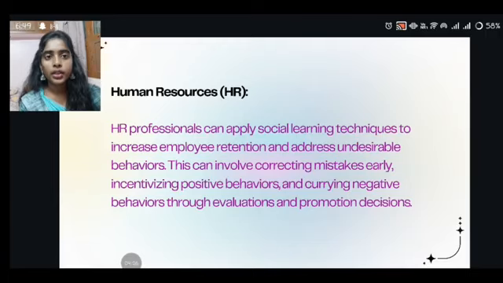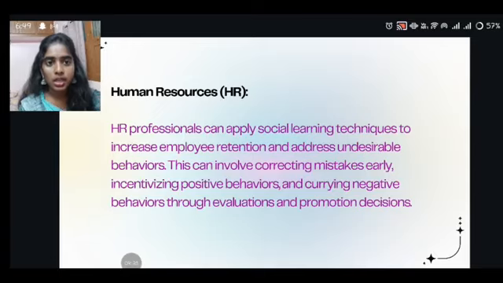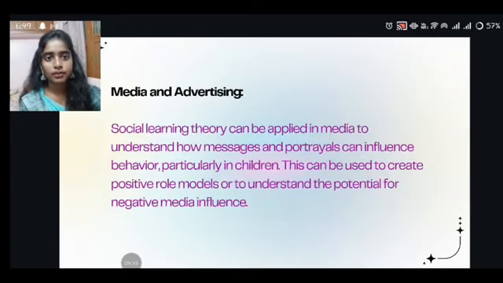The third one, human resources. HR professionals can apply social learning techniques to increase employee retention and address undesirable behaviors. This can involve correcting mistakes early, incentivizing positive behaviors, and curbing negative behaviors through evaluation and promotion decisions.